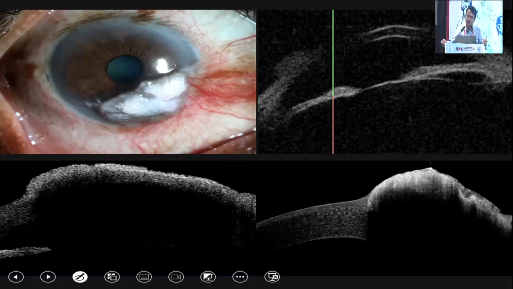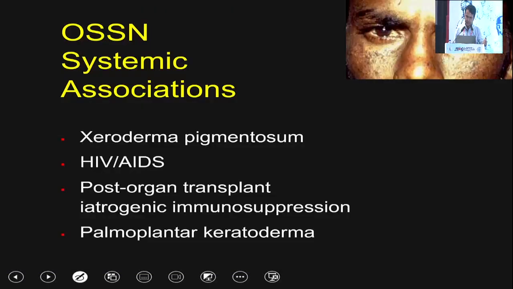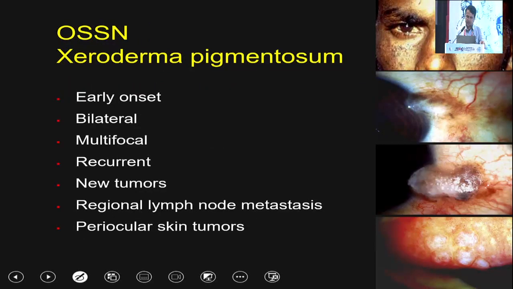The only fallacy of these imaging modalities is that if there is a lot of keratin, then that causes a shadow artifact. So you will not be able to judge the posterior extent of the lesion, although that will not interfere with your diagnosis. Now, systemic associations are also to be known: xeroderma pigmentosum, HIV/AIDS, post-organ transplantation immunosuppression, and palmoplantar keratoderma are the associations.